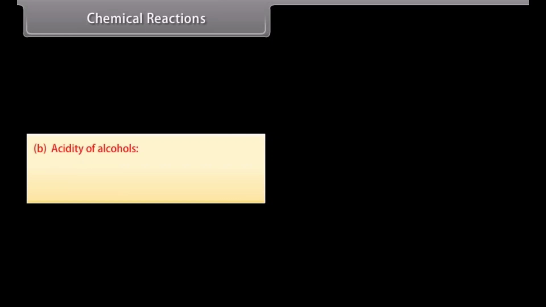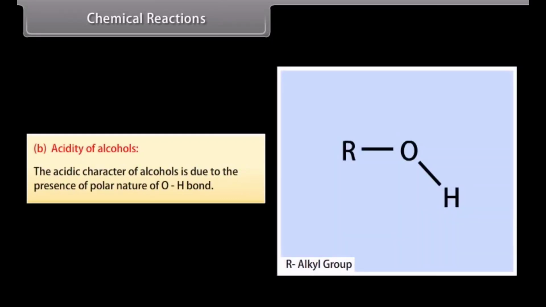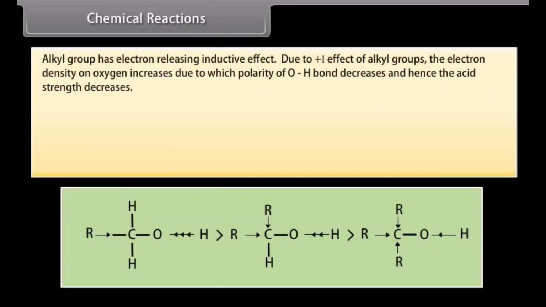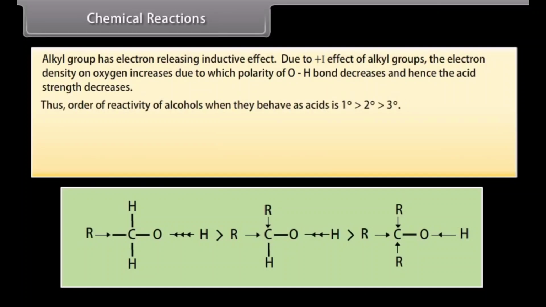Acidity of alcohols. The acidic character of alcohols is due to the polar nature of the OH bond. Alkyl group has electron-releasing inductive effect. Due to +I effect of alkyl groups, the electron density on oxygen increases, due to which polarity of OH bond decreases, and hence the acid strength decreases. Thus, order of reactivity of alcohols when they behave as acids is primary alcohol, followed by secondary and tertiary alcohol.